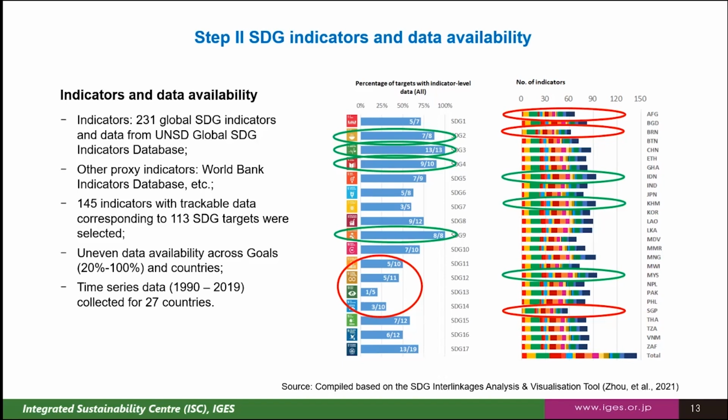Overall, the data availability is better for goals 2, 3, 4, and 9, but less for the environment-related goals, such as goals 12, 13, and 14. On the right side, we can see the data availability at the national level across 27 countries. Countries such as Indonesia, Cambodia, and Malaysia have better data availability, but countries like Afghanistan and Brunei have less availability of data.